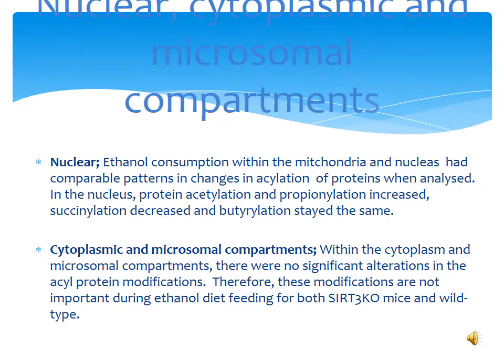Similar changes in acylation of proteins occurred in the nucleus to those in the mitochondria during ethanol consumption. Protein acetylation and propionylation increased, succinylation was reduced, but butyrylation was unchanged. However, within the nucleus there is not a lot known about acyl modifications, and again more work is needed to understand the physiology. During ethanol diet feeding in wild-type and SIRT3 KO mice, there were no significant changes in acyl modifications within the cytoplasmic and microsomal compartments. However, the modifications are present and could be significant in a changed metabolic environment.